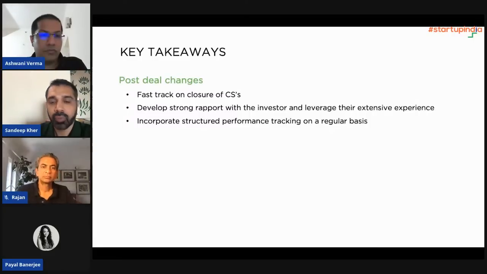Sandeep, anything to add? No, I think Ashwini's covered that. Over a period of time, all legal firms and investors have collaborated together and agreed on what are standard terms, right? So I don't think there is anything that you would say is out of the ordinary. So no, the answer is no. Ashwini's covered it all.